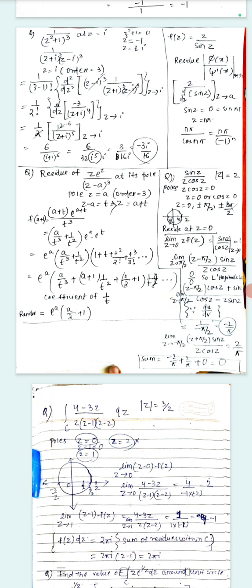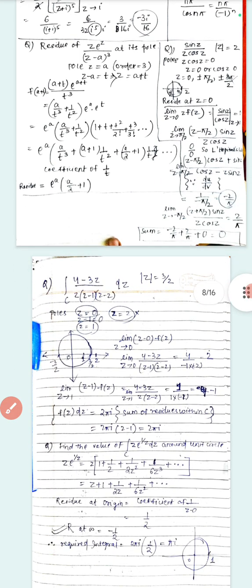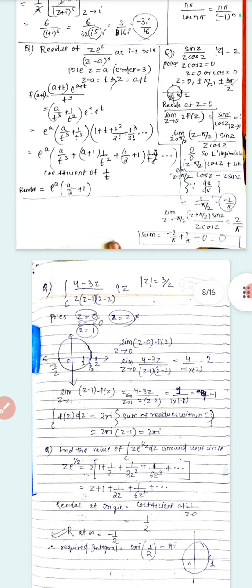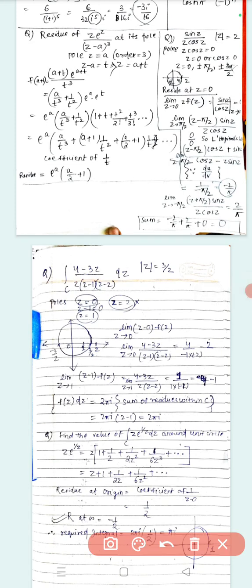Another question is there, that is residue of z e to the power z by z minus a to the power 3 at its pole. To solve this question easily, take z minus a as t. Z minus a as t, z equals a plus t, then put a plus t in place of z. What do you get? a by t cube plus t by t cube, that is 1 by t square, e to the power a or e to the power t.